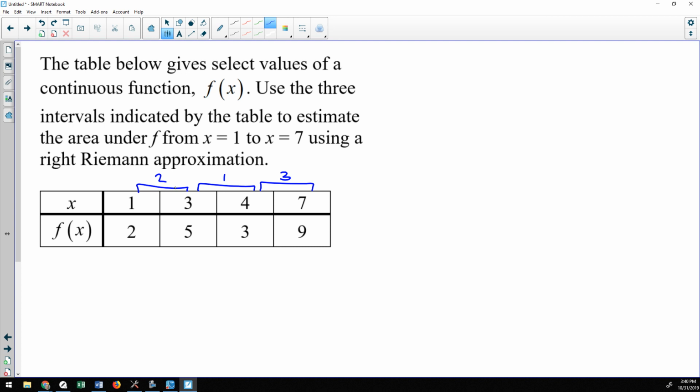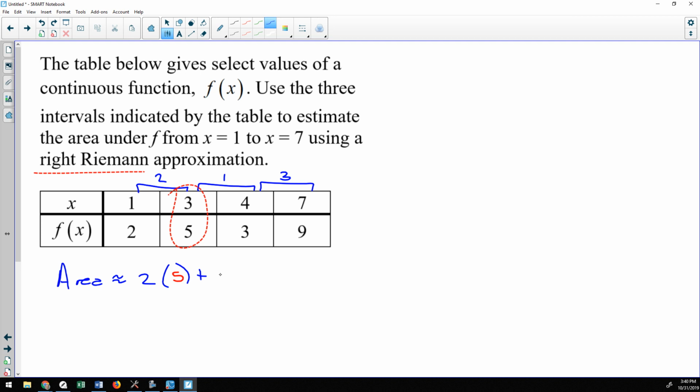When you have inconsistently spaced intervals, then you have to treat this as three separate rectangles rather than using some memorized formula. So this area approximation is going to be my first rectangle. The base of your rectangle is the delta x, so that would be 2 times, and we are using the height of the rectangle determined by the right side, and so on this first interval, the right side is here, and the height is the function's value of 5. So there's my first rectangle.